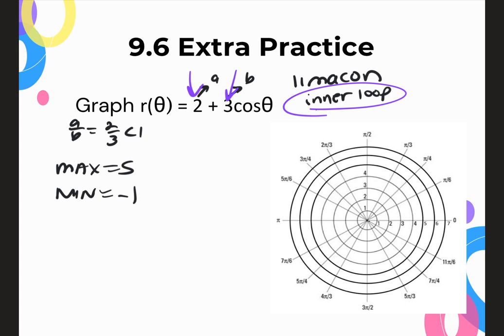Then you want to find your max. To find your max, you add the A and the B. This would be 5 in this case. And then you want to find your min. You would subtract A minus B, and you get negative 1.